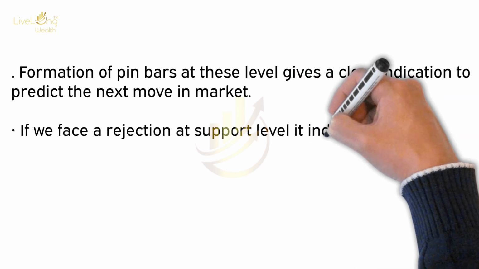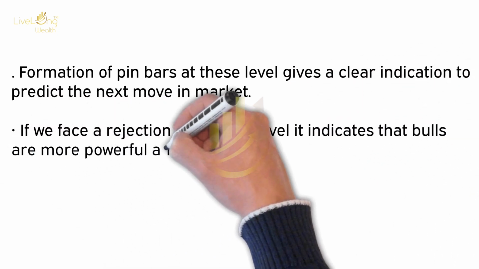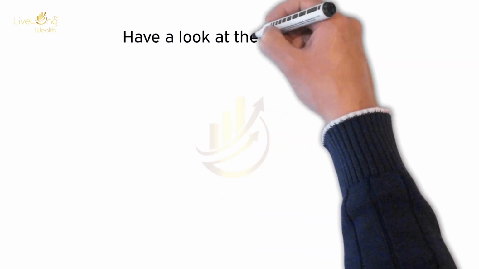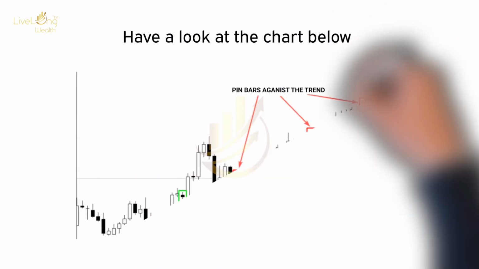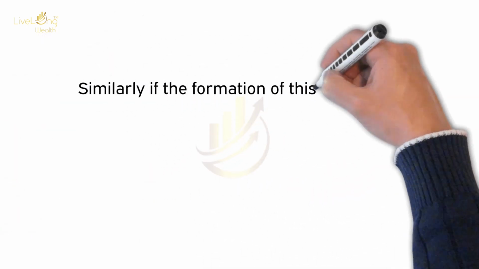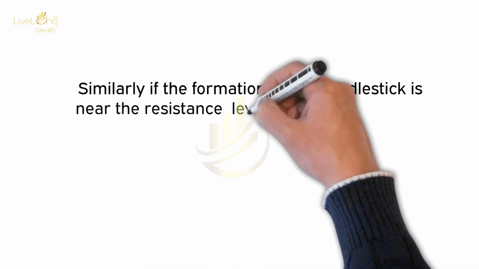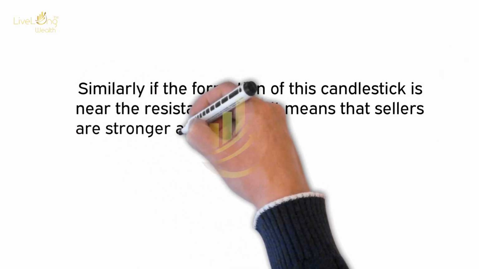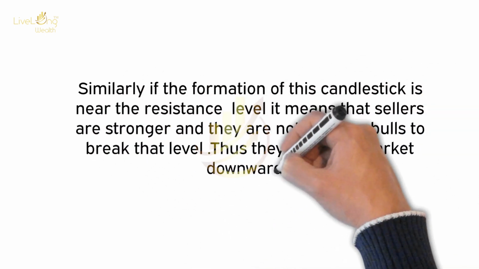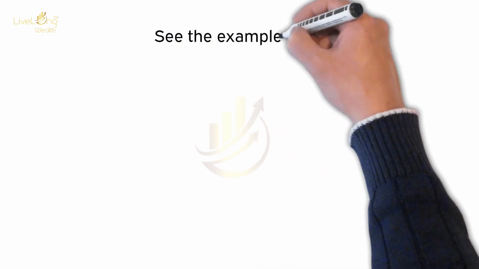If we face rejection at a support level, it indicates that bulls are more powerful and they push the market to follow an uptrend. Have a look at the chart below. Similarly, if the formation of this candlestick is near the resistance level, it means that sellers are stronger, and they are not allowing bulls to break that level. Thus they push the market downwards. See the example below.